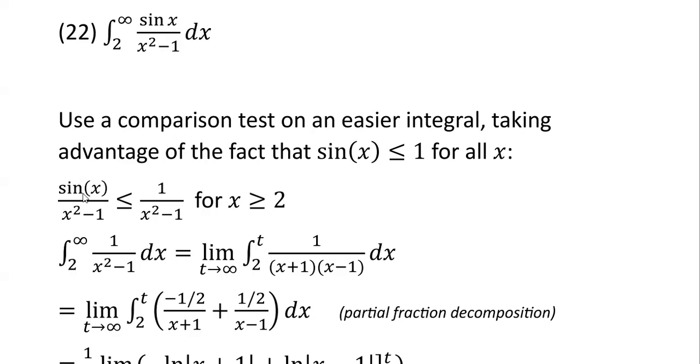So we can write this inequality. Sine x over x squared minus 1 is less than or equal to 1 over x squared minus 1, okay? This right-hand side is much easier to evaluate, okay? We can do partial fraction decomposition, actually.